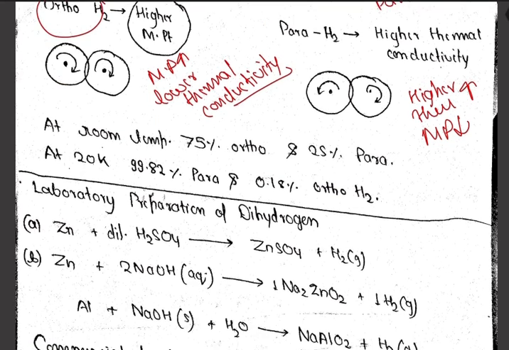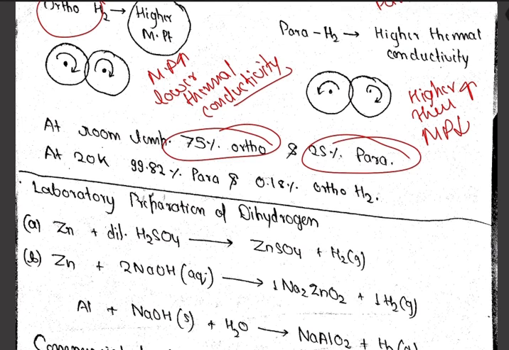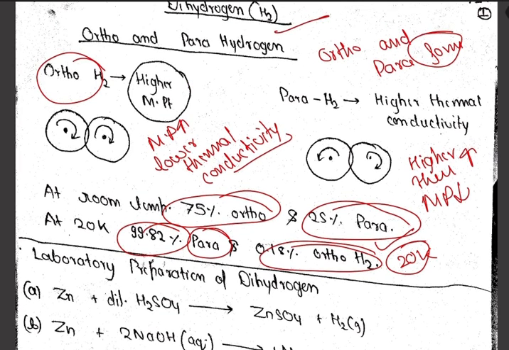At room temperature, 75% orthohydrogen and 25% parahydrogen exist. And at 20 Kelvin, 99.82% parahydrogen form and 0.18% orthohydrogen.